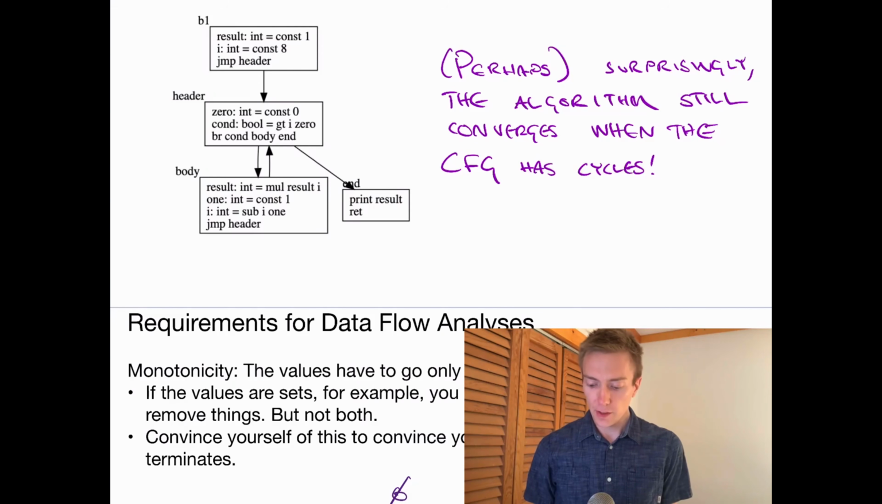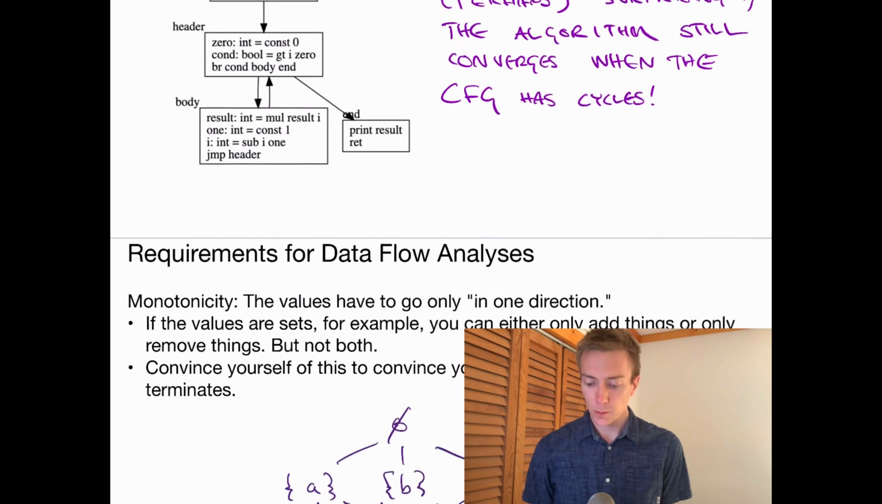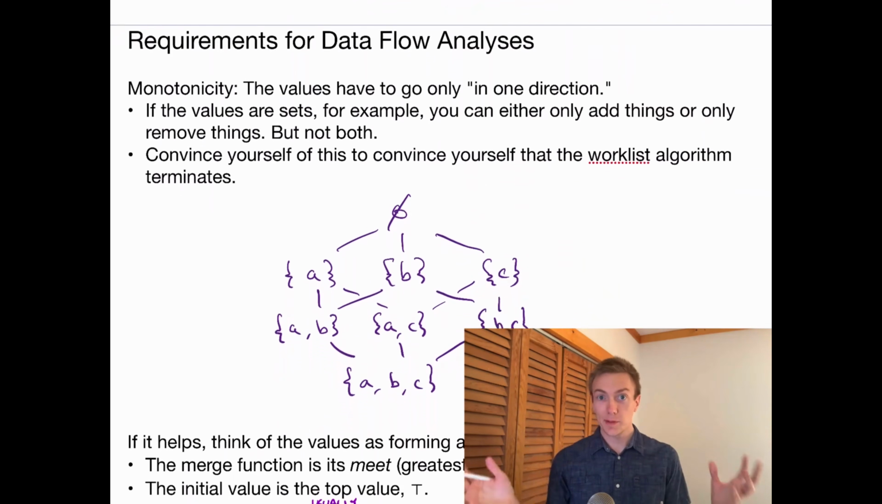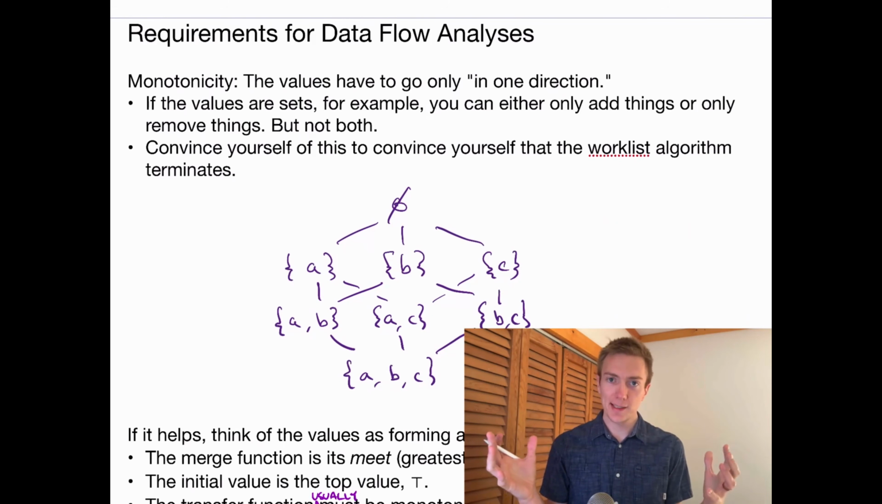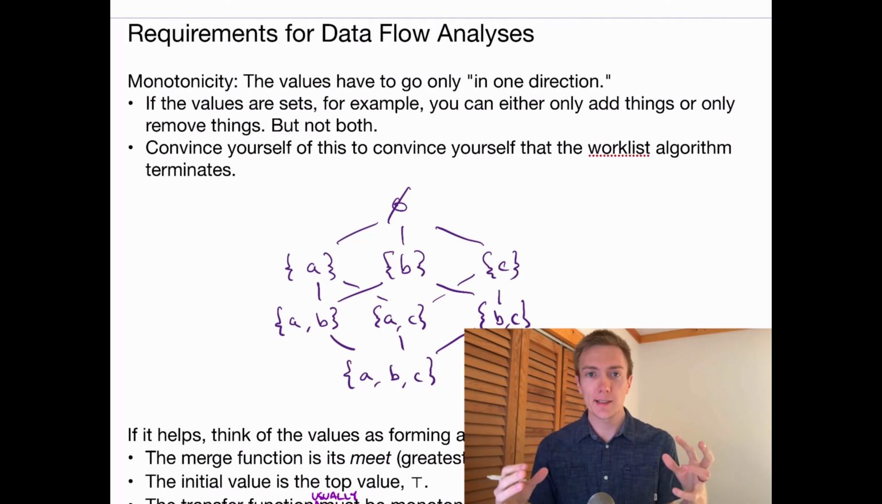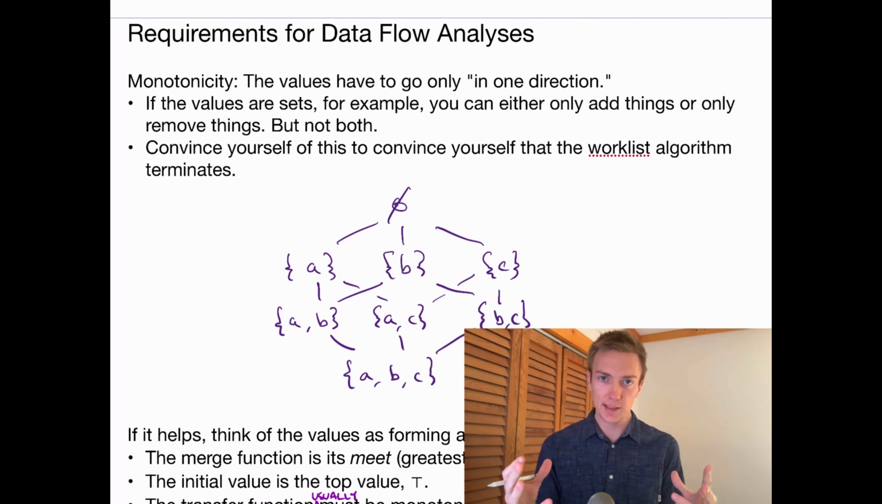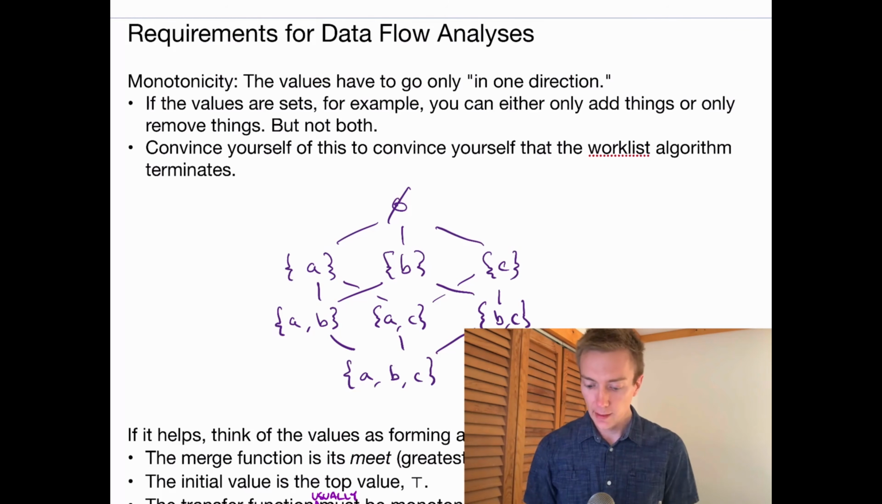I want to briefly touch on the requirements for what makes this work, because you probably wouldn't want to feed in a merge function, for example, that flips a coin and then just decides whether to include reaching definitions or not. There are requirements in order to make the data flow analysis algorithm converge and give you the right answer.